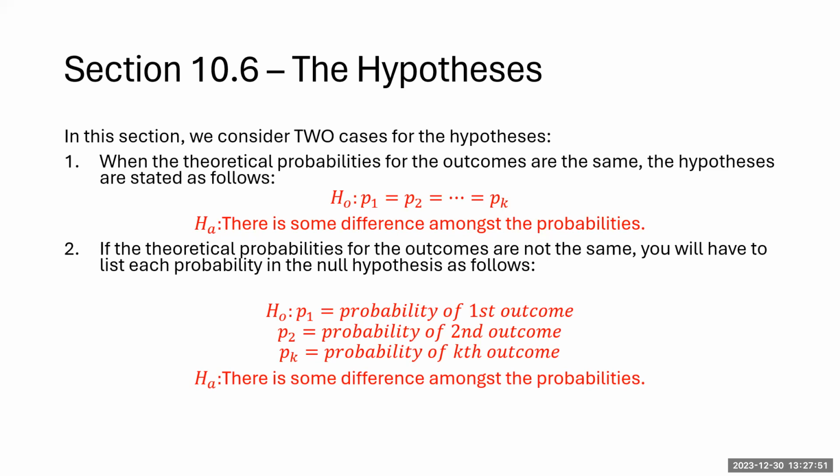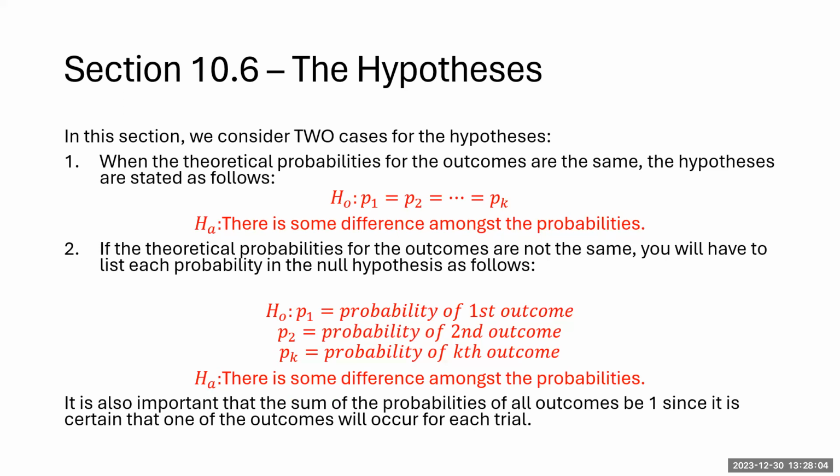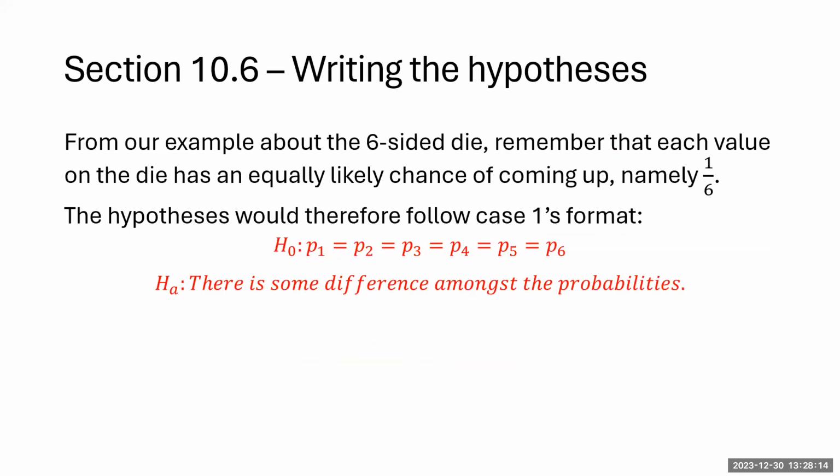So really the hypothesis that we need to be concerned with in this test is the null. Are all the probabilities the same, or are they different? We will work an example with each because there is an implication that we need to consider a little bit later. It is important to make sure that all the probabilities do sum to 1. If you're wondering why, I'm going to refer you back to chapter 4. Now, from our example about the 6-sided die, we should remember that each value on the die has an equally likely chance of coming up. So 6 outcomes, each having 1/6 chance.